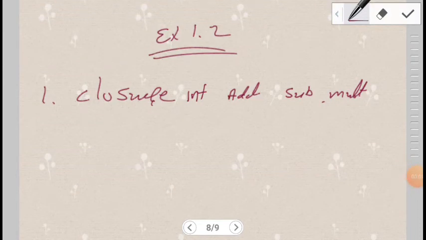Hi everyone. Today we will discuss some types of property which we are going to use for the upcoming exercise.